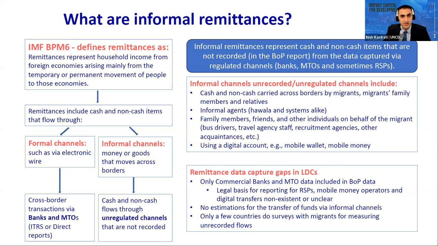Certain kinds of cash and non-cash items flow through formal channels but are currently unrecorded, such as mobile money and remittance service providers, and informal cross-border movement of cash and goods that is specifically geared towards informal channels such as hawala and similar systems. Hence, a broad observation would be that informal channels represent the cash and non-cash items that are not recorded in balance of payment reports, unlike the data captured through regulated channels, which we mentioned: banks, money transfer operators, and sometimes remittance service providers.